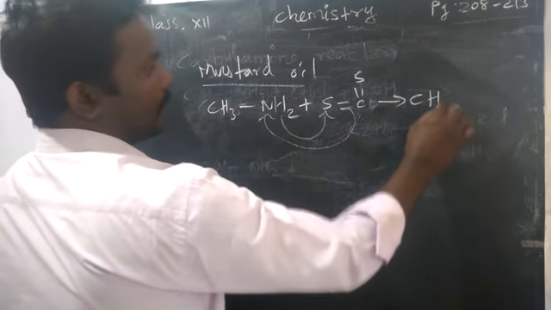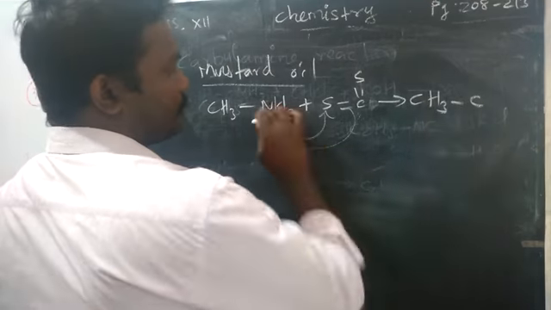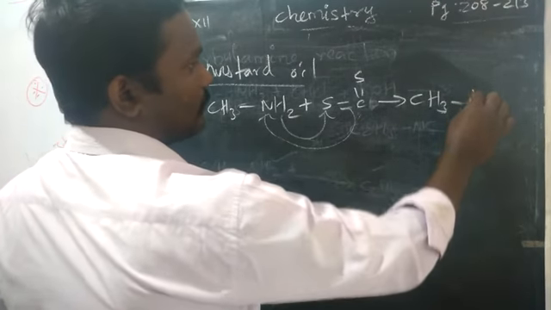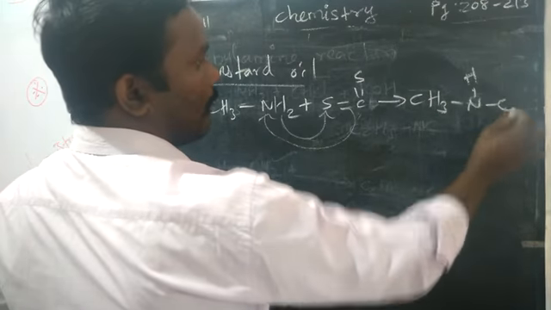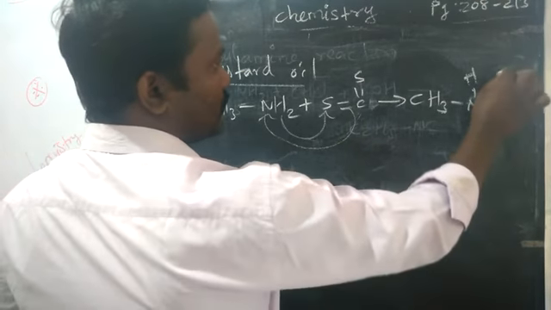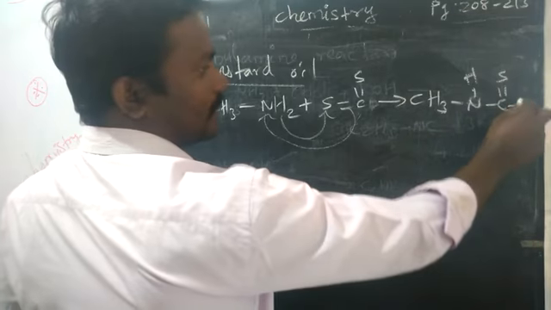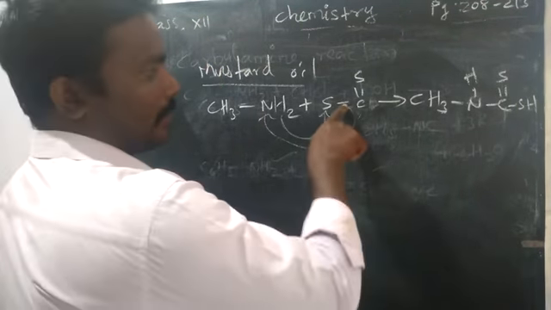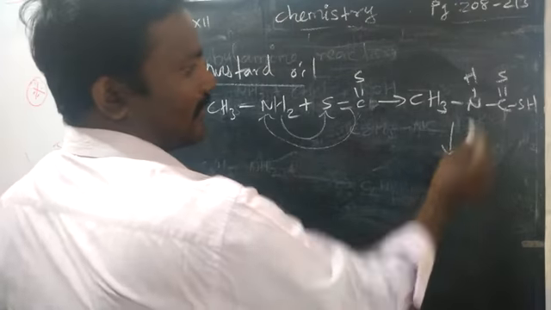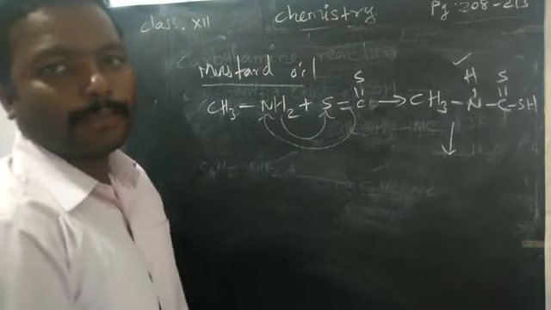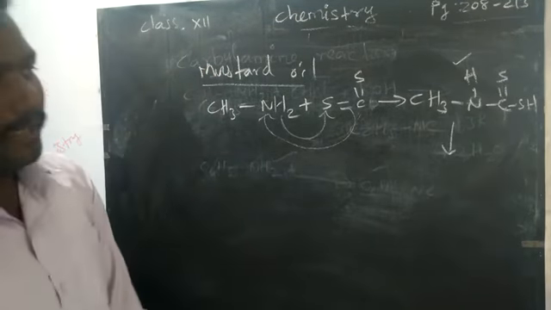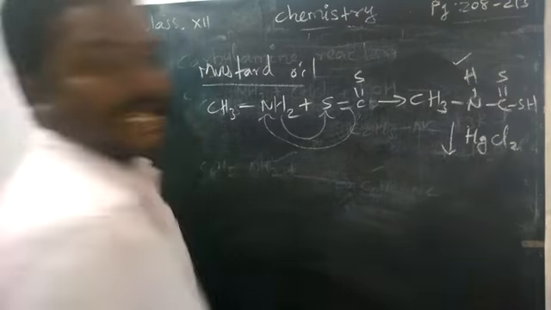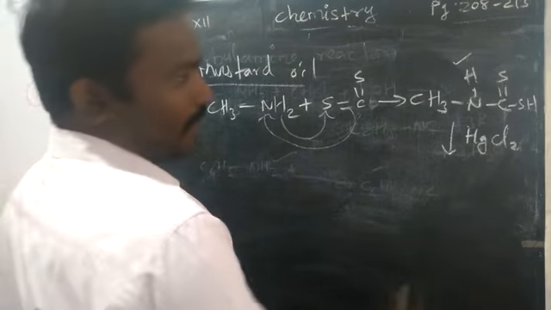So what is the product? CH3NH, there is only one hydrogen. Then carbon, in which we have a double bond to sulfur on one side and SH on the other side. Are you clear how the double bond becomes a single bond? But this is not our expected final product. This is an intermediate. Further, on reaction with mercuric chloride, HgCl2, it will give the final product.